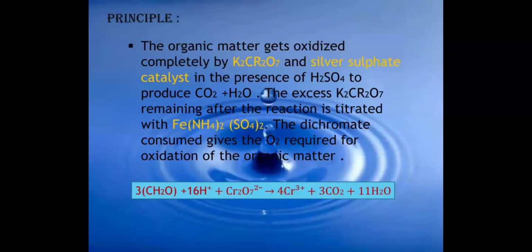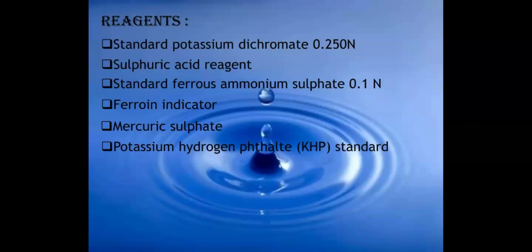Write this one. Okay, you can write this. The reagents: you can mention all of these also. Standard potassium dichromate, sulfuric acid reagent, standard ferrous ammonium sulfate, ferroin indicator, mercuric sulfate, and potassium hydrogen phthalate. Try this one.